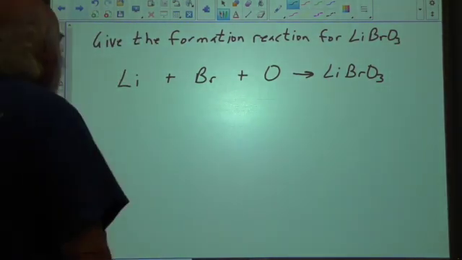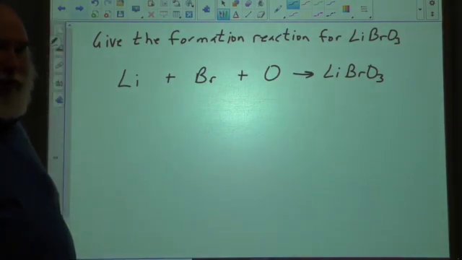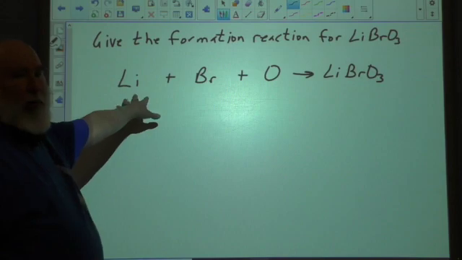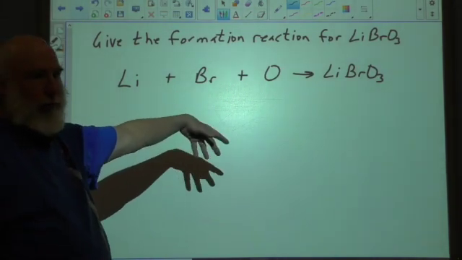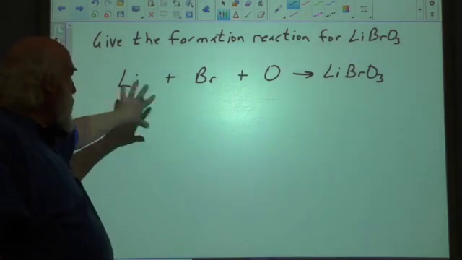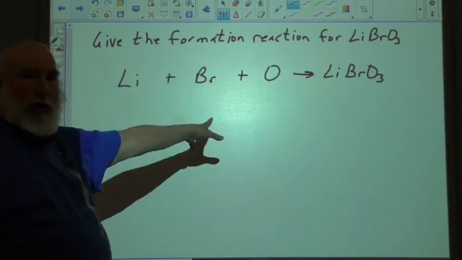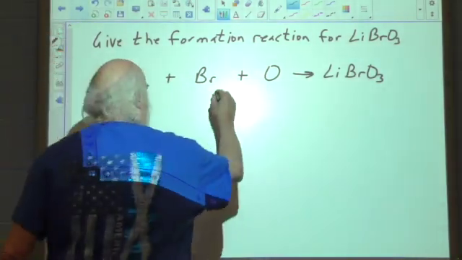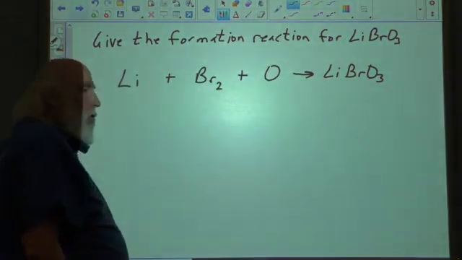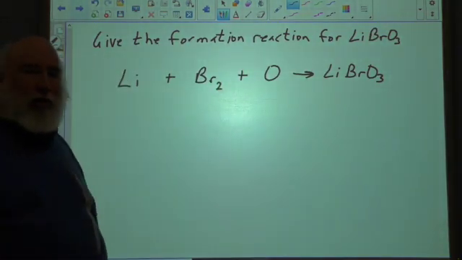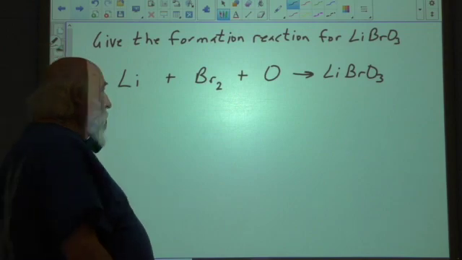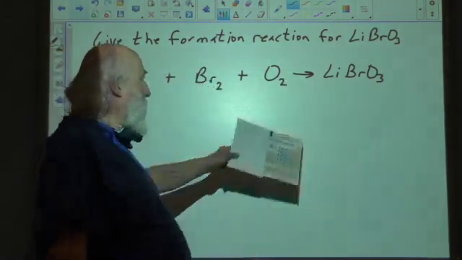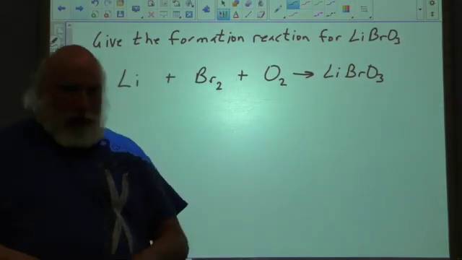Now, first thing, check for diatomics. Is lithium a diatomic molecule? Check the list, not on the list, so we don't put any there. Is bromine a diatomic molecule? Yes, it is. Put a 2 right there. Is oxygen diatomic? Well, we've had that one already with water, so sure, that's diatomic. And because that's a compound, we don't worry about diatomics with that one.